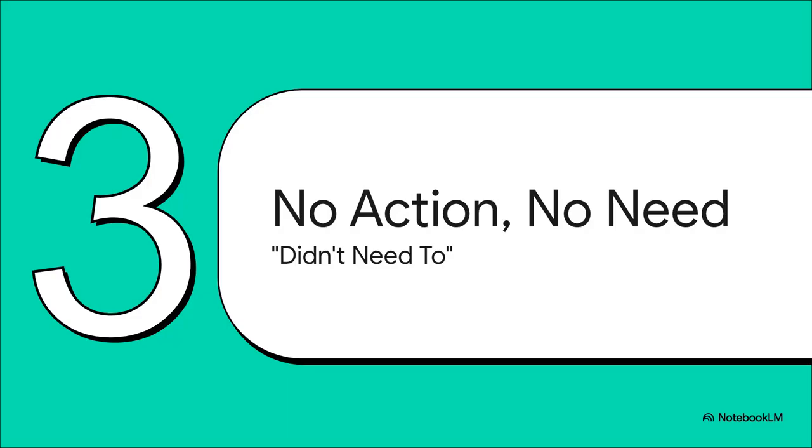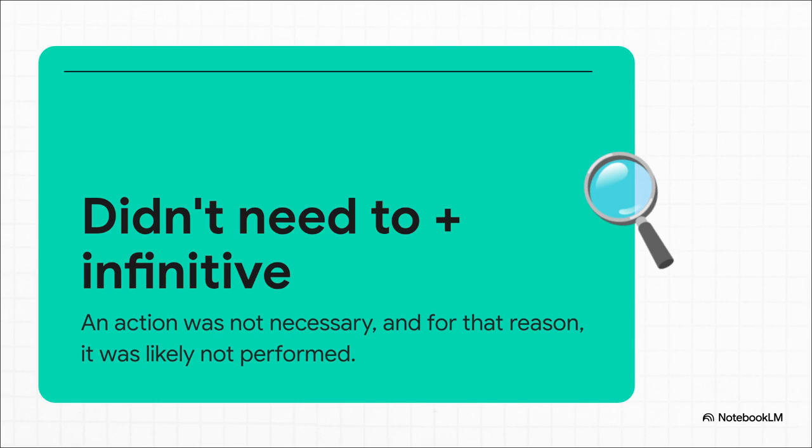Okay, you ready to switch gears? Let's look at its partner in crime, didn't need to. This one, well, it paints a totally different picture. We're moving away from wasted effort and into the world of, well, no action at all. So for this one, the structure is didn't need to plus the basic form of the verb, the infinitive, like go, wear, or pay. What this is really telling us is that there was no reason to do something, no obligation, no requirement. And because there was no need, well, the action probably just didn't happen.